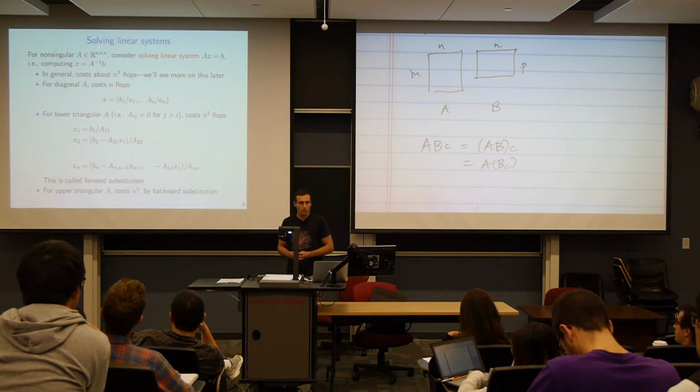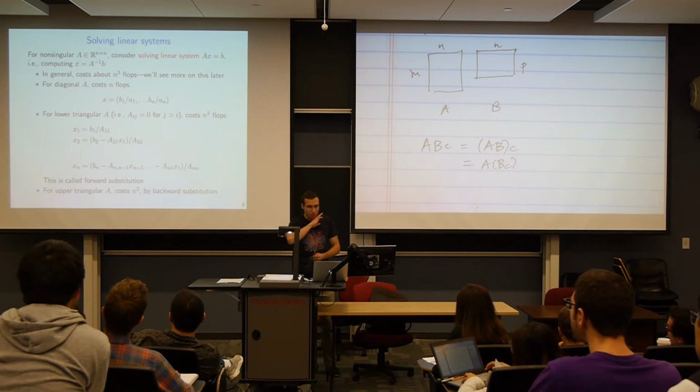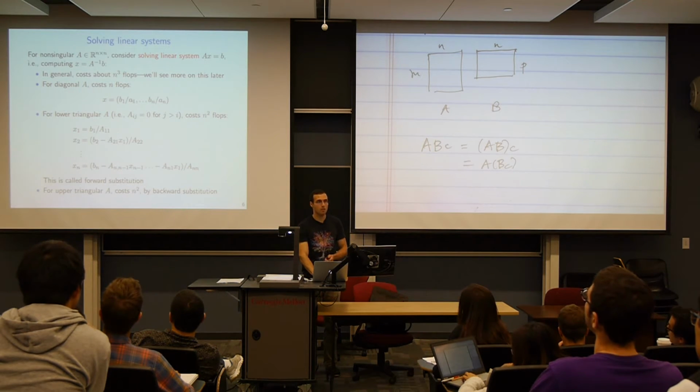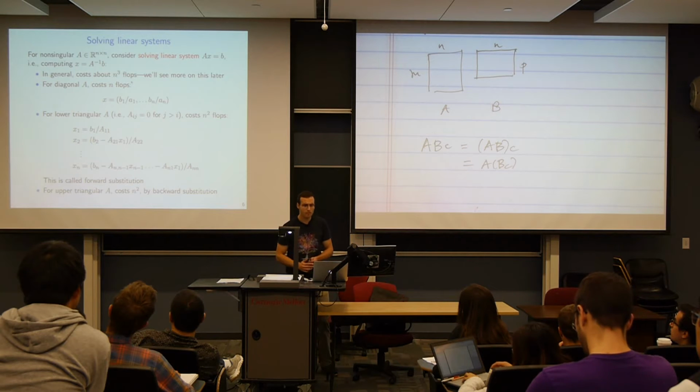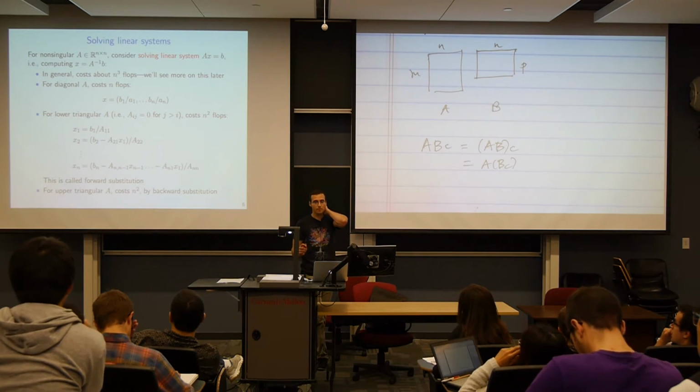So how do we compute the solution to Ax equals b? That's what we're going to talk about. In general, this costs about n cubed flops. A is an n by n matrix here. We'll see more on this in just a few slides.